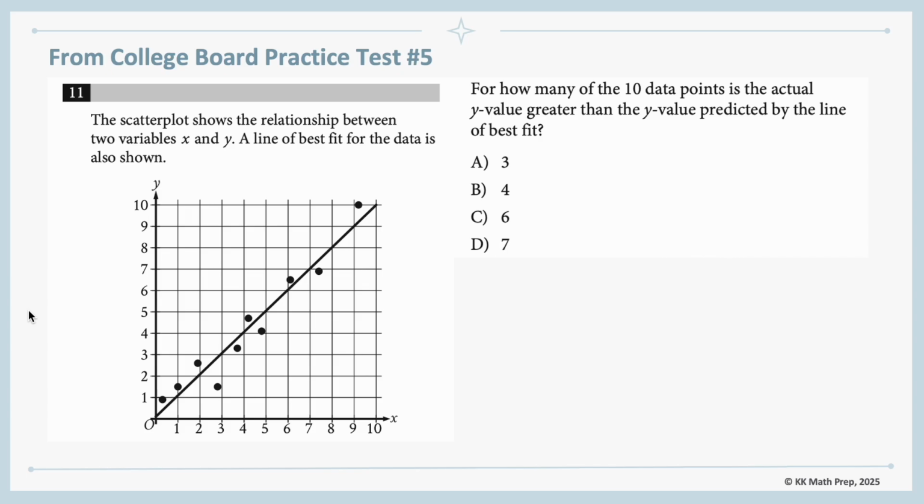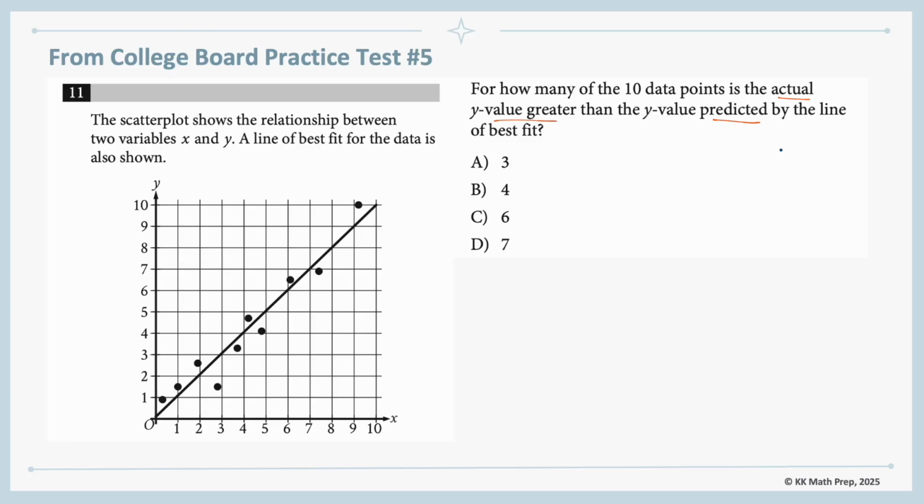So this one comes from College Board practice test number 5. And they actually show the scatter plot, and they do have the line of best fit already drawn in for us. So that might help us. It doesn't look like they're asking about a specific equation though. So let's see what they're asking. For how many of the 10 data points is the actual y value greater than the y value predicted by the line of best fit?